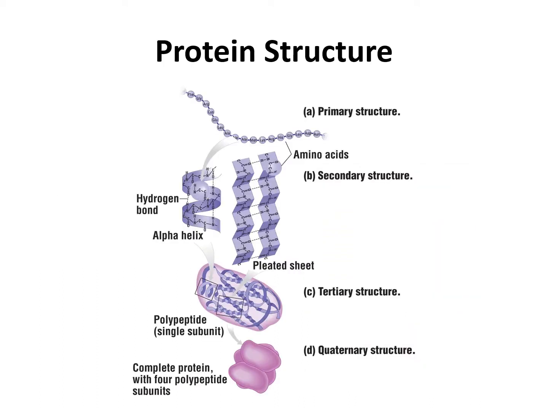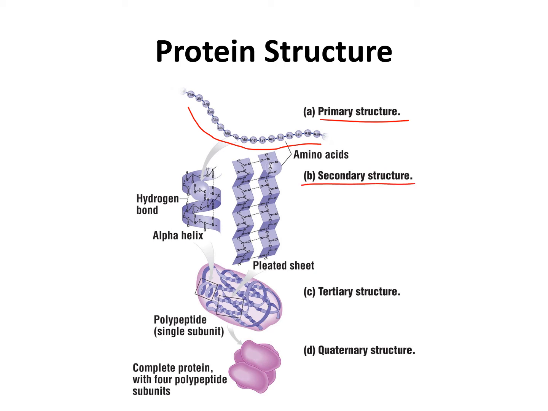Protein structure is very important to the function of a protein, and protein structure can be a little bit complicated with 4 different levels. The first level of protein structure is the primary structure, and this is the order of amino acids that are linked together in one chain.